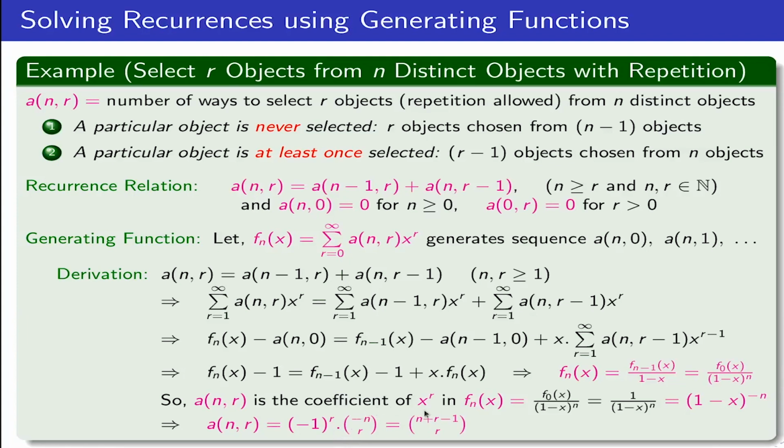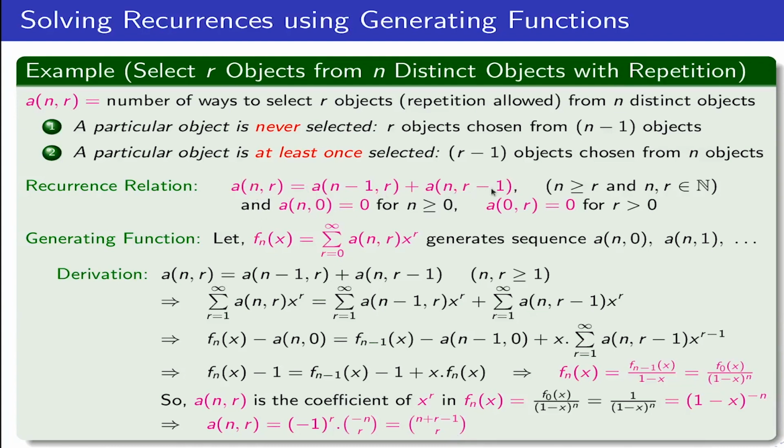So, this means that it is n plus r minus 1 C r. Now, do you remember the formula that if you have n distinct objects and you have to choose r from them with repetition, this will give you the answer? So let me repeat whatever I have done.